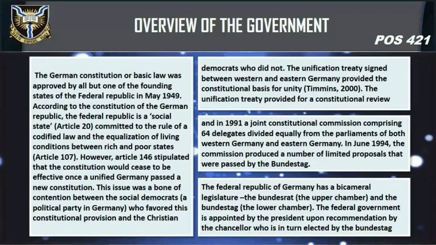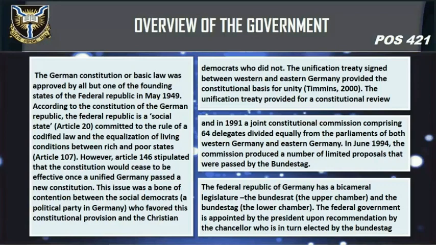Overview of the government. The German Constitution or Basic Law was approved by all but one of the founding states of the Federal Republic in May 1949. According to the Constitution of the German Republic, the Federal Republic is a social state, Article 20, committed to the rule of a codified law and the equalization of living conditions between rich and poor states, according to Article 107. However, Article 146 stipulated that the Constitution will cease to be effective once a unified Germany passed a new constitution.